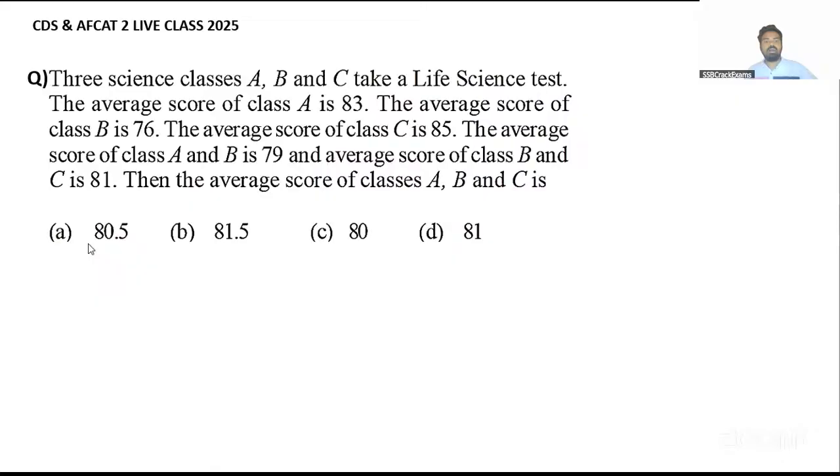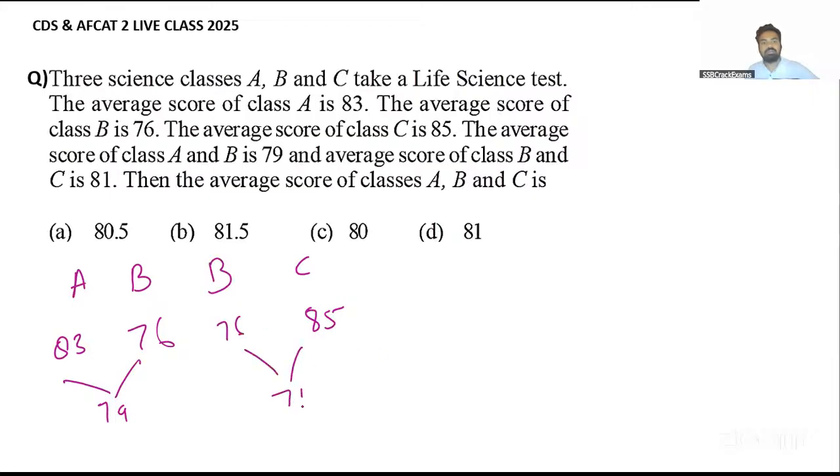We have three classes. Let's write A, B. The average score of class A is 83 and the average score of class B is 76. The average score of class C is 85. The average score of classes A and B is 79. The average score of classes B and C is 81. Sorry, it is 81.